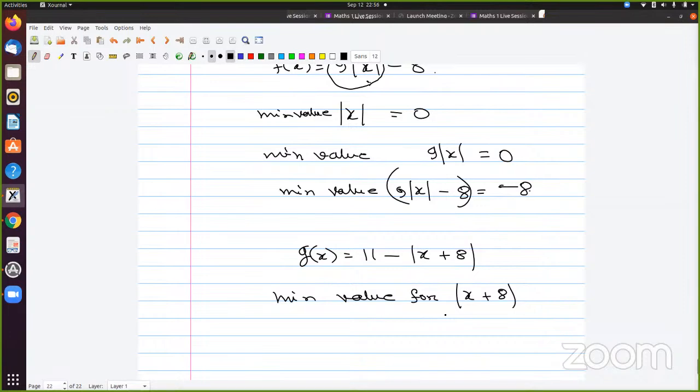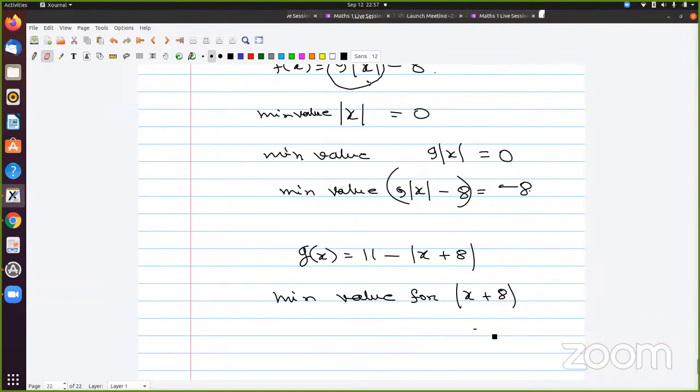8 or 0? Like if we put 8 for x. So you are saying we cannot get any value which is less than 8, is it? What happens if we put minus 8? Yes, sir, 0. So we can get 0, right?